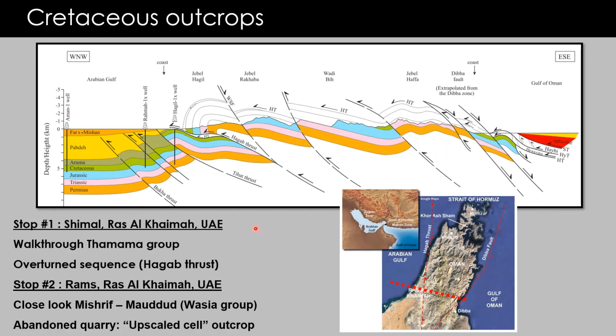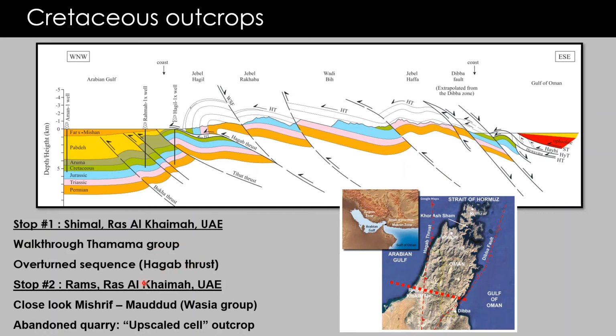Stop number one is a place called Shimal, and thanks to the thrust and fold belt system related to the Zagros zone, the layers at that stop are basically vertical. So what we will do is walk through the Thamama group from the base to the top part.